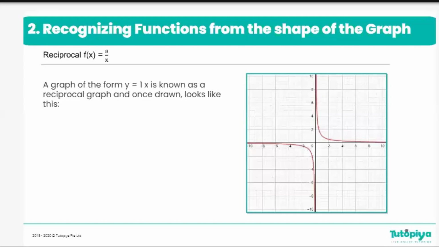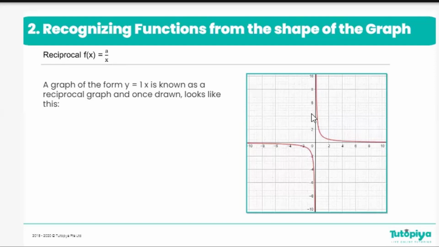The next graph that we're going to be looking at is our reciprocal graphs. Now, our reciprocal graphs is where we would have our x value in the denominator. So, for example, a over x, and because x is in the denominator, we would get graphs which we would call the reciprocal graphs. And your reciprocal graph would look like this, where you would have your graph always going towards the y-axis, but never touching it, and towards the x-axis, but never touching it.